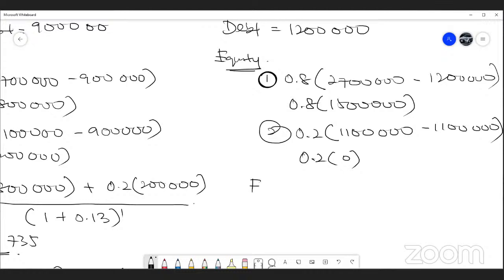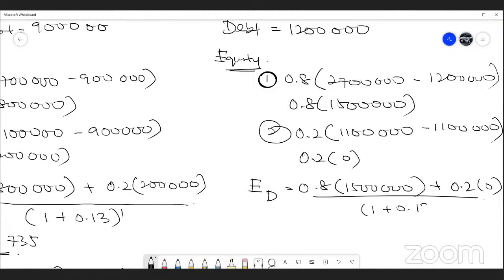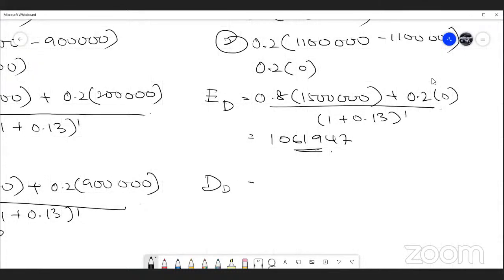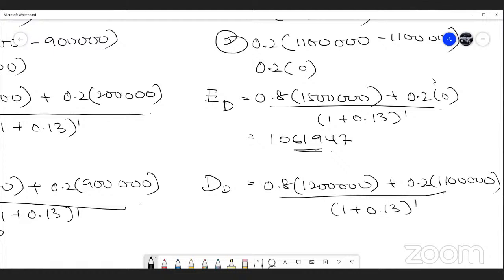So here you can count your equity of Dietrich. Equity of Dietrich is 0.8 multiplied by 1.5 million plus 0.2 multiplied by 0, divided by 1 plus 0.13 power of 1. So equity of Dietrich will give you 1,061,947. Do the same thing for debt. Debt of Dietrich: 0.8 multiplied by 1.2 million, and then for this one you cannot pay in full, you can only pay 1.1 million, divided by 1 plus 0.13 power of 1. So the debt of Dietrich is 1,044,248.